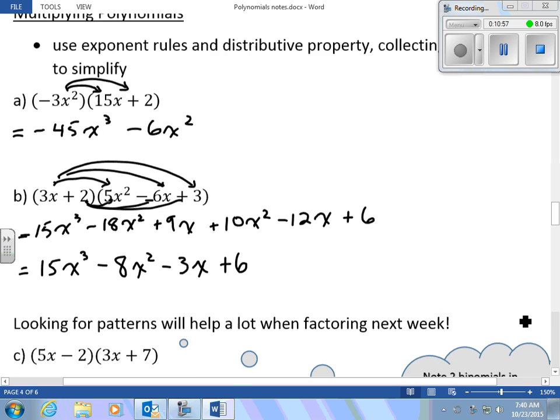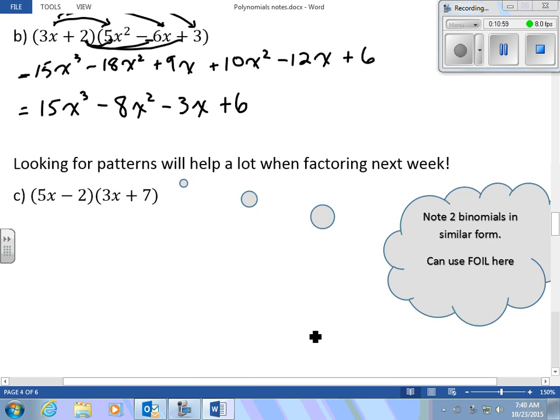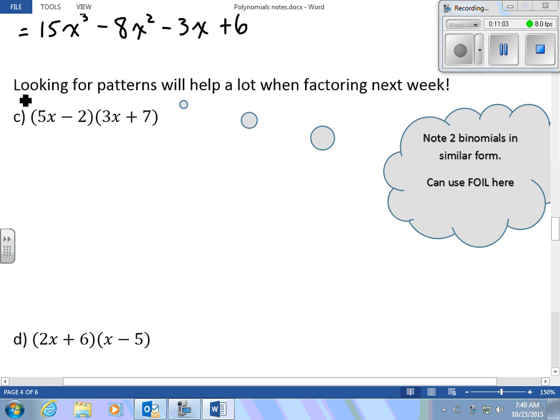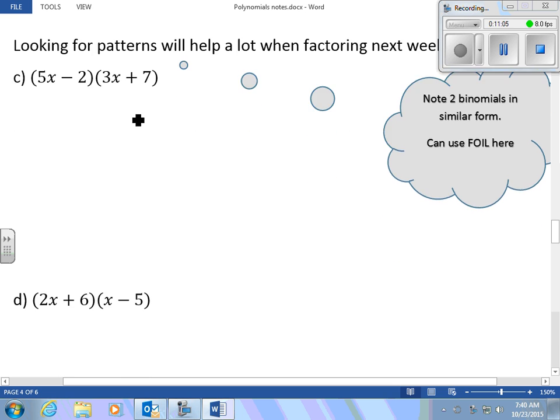And again, really looking for patterns is going to be helpful when we look at factoring. So when we're multiplying two binomials, notice that these are both binomials with an x term and a constant term. When we multiply these, we end up getting sort of a pattern that you'll start seeing repeated once you do a couple hundred of these. So we're going to follow the same process we just did above.